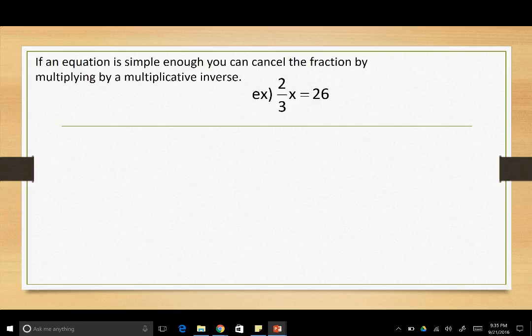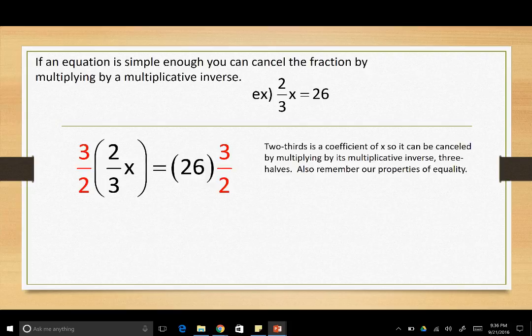When we've got an equation with a very simple setup, where the fraction is just the coefficient of x, we can essentially solve this as a one-step equation using our multiplicative inverse. We can see that 2/3 is our coefficient, and the multiplicative inverse is 3 over 2. When I multiply 3 over 2 by 2 over 3, those fractions cancel to 1. They cancel each other out. And whatever I do to one side, I do to the other side. So we get x equals 39.